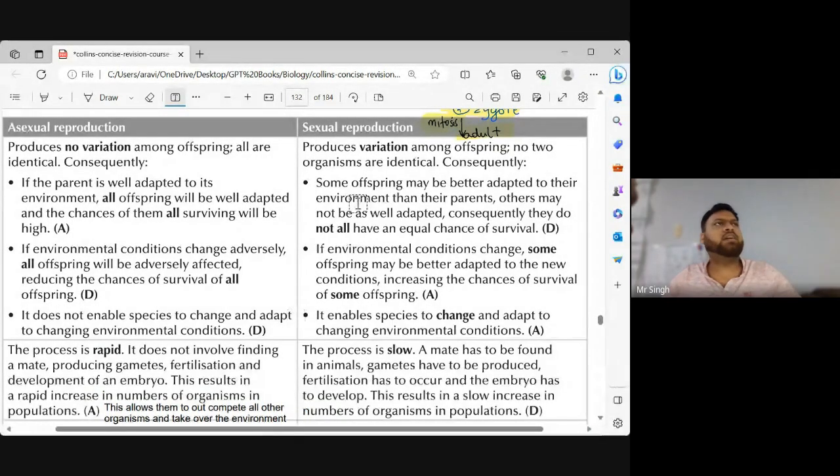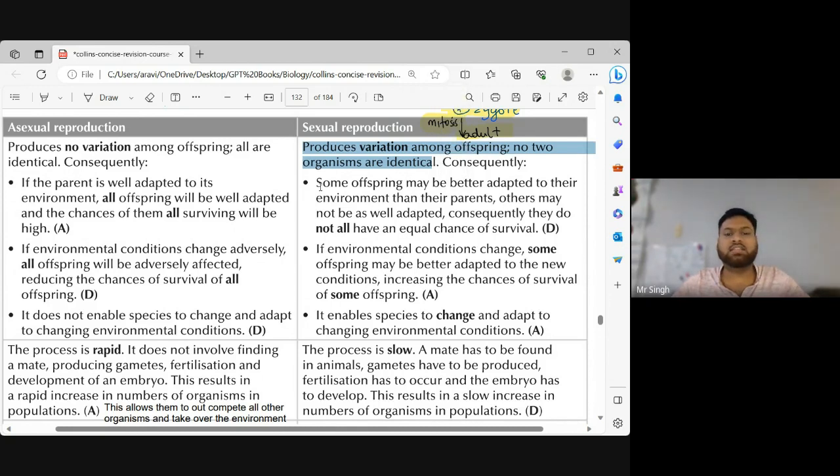Nice. So now let's look at sexual reproduction, right? Let's look at sexual reproduction and what are the advantages and disadvantages of sexual reproduction, and the variation that it gives. Everybody ready? So we look in here, sexual reproduction. All right, so sexual reproduction produces variation among offspring, which means no two organisms are alike. No two organisms are identical, right? So what does this mean? So let's see what this means.